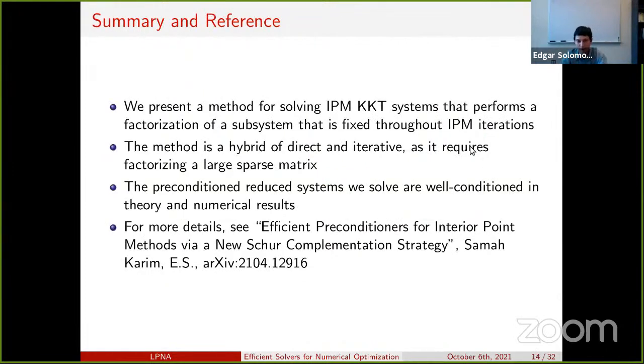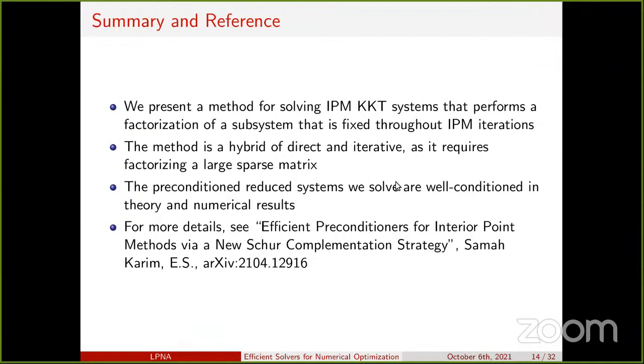So that's the end of the first part of my talk, where we've presented a strategy for solving interior point systems that tries to reuse the same matrix factorization and also forms preconditioned systems that are well conditioned in theory and also in practice. And we have a paper on this that's recently appeared on arXiv if you want to take a look and see more details. But also, if there are any questions now, I'm happy to answer. I don't see any questions, so I think you can carry on.